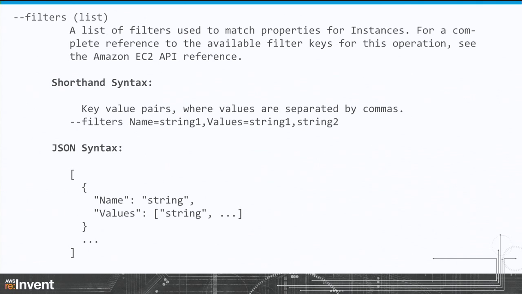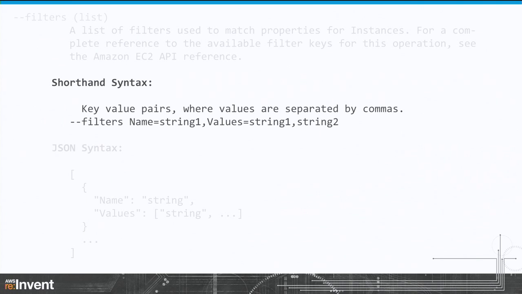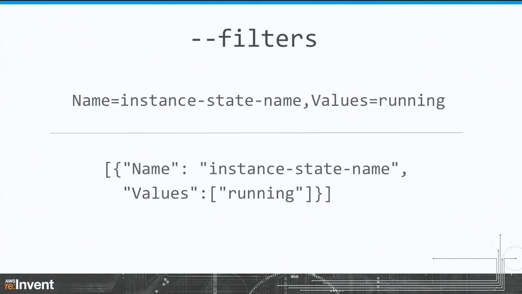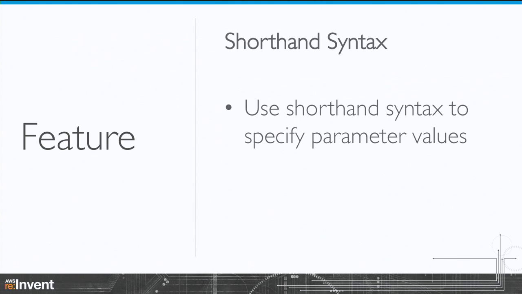In this case, this is useful maybe if you're typing it on the command line interactively. And this would be great perhaps if you wanted to put them in a file or run them through a JSON validator to make sure you have the correct syntax. But they're exactly equivalent. There's no difference. It's your preference which one you want to use. So you can use shorthand syntax to specify parameter values. These are these non-scalar parameter values.